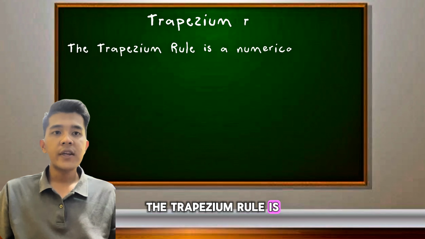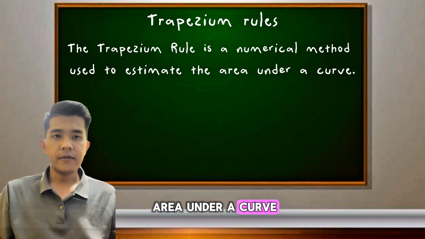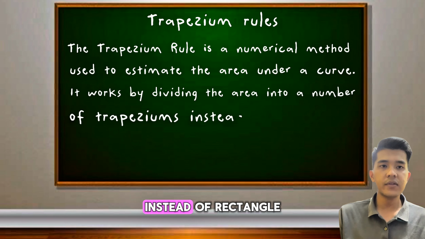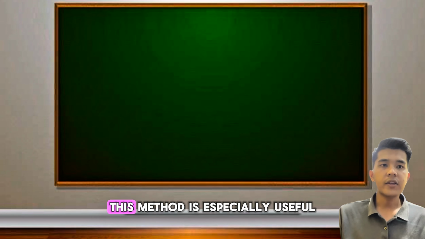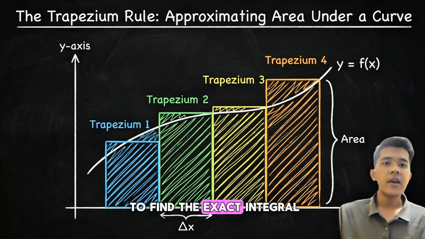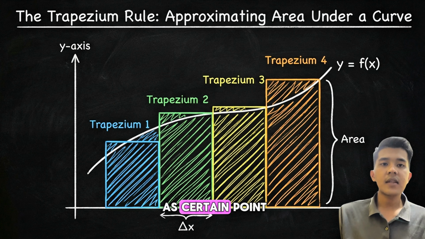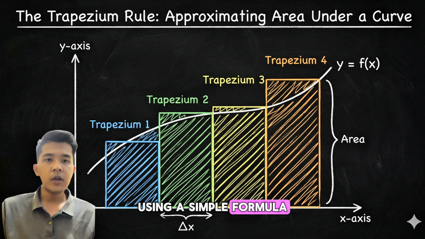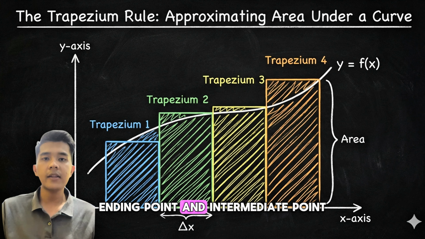The trapezium rule is a numerical method used to estimate the area under a curve. It works by dividing the area into a number of trapeziums instead of rectangles and then adding their areas together. This method is especially useful when it is difficult to find the exact integral or when the function values are only known at certain points. The area can be approximated using a simple formula that combines the function values at the interval end points and intermediate points.